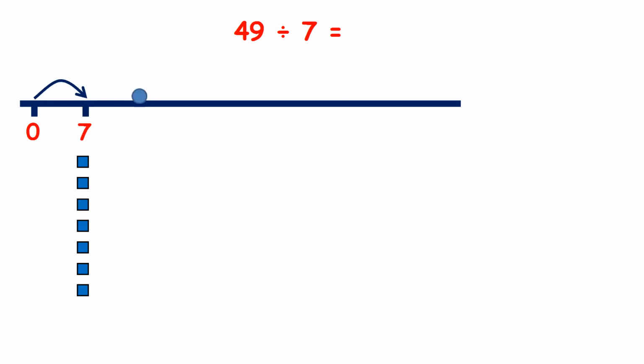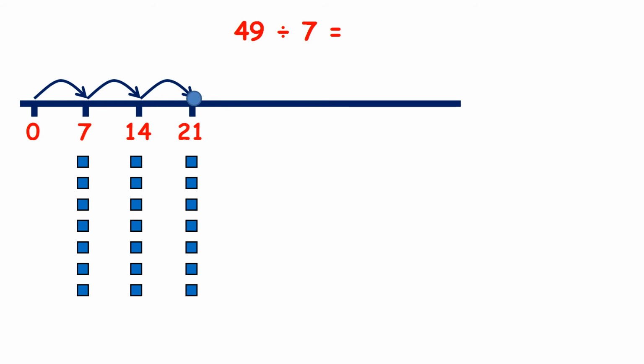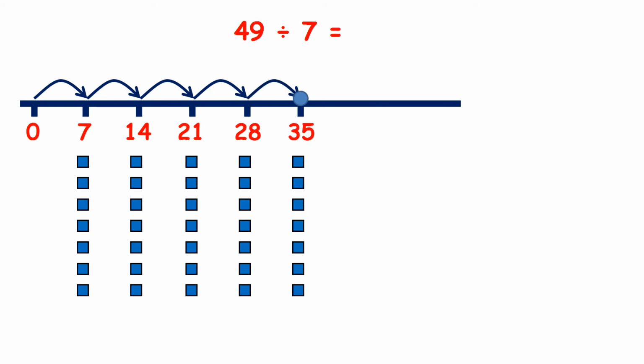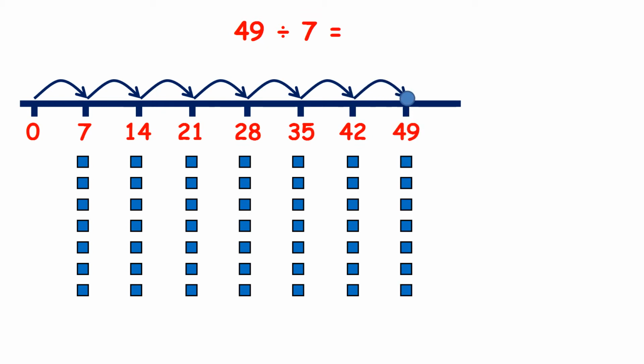7, 14, 21, 28, 35, 42, 49, and we needed 1, 2, 3, 4, 5, 6, 7 jumps to get to 49. So now we have 7 groups of 7, and so our answer is 7.